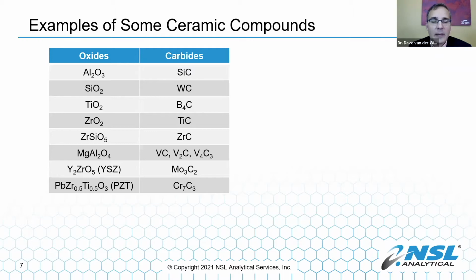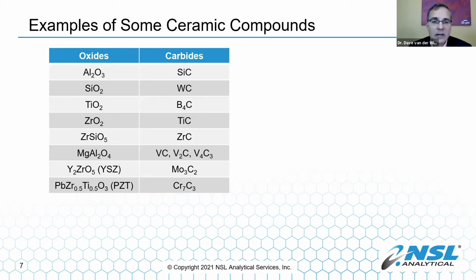Carbides are another very common form of ceramic material. Everybody's heard of silicon and tungsten carbide probably for cutting tools and bits. Boron carbide and titanium carbide and zirconium carbide are also used to very high levels industrially. And not everything is monometallic carbides. It's worth noting things like vanadium carbides come in a wide variety of forms.